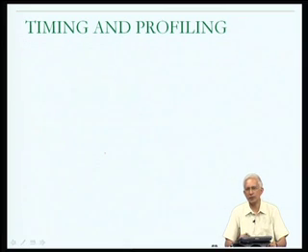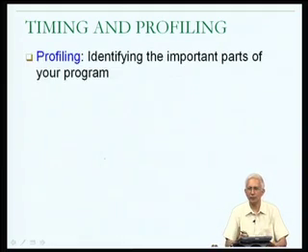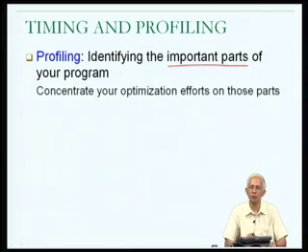Okay, now in general in this topic I'm going to talk about two things. One is what I'll call timing, and the other is what I'll call profiling. And profiling is actually something that we've been talking about before without using this term. It is essentially the activity of identifying the important parts of your program. And what we mean by important parts are the parts of your program where the most time is spent, because it is these parts of the program that you would want to look at more critically in trying to optimize your program.